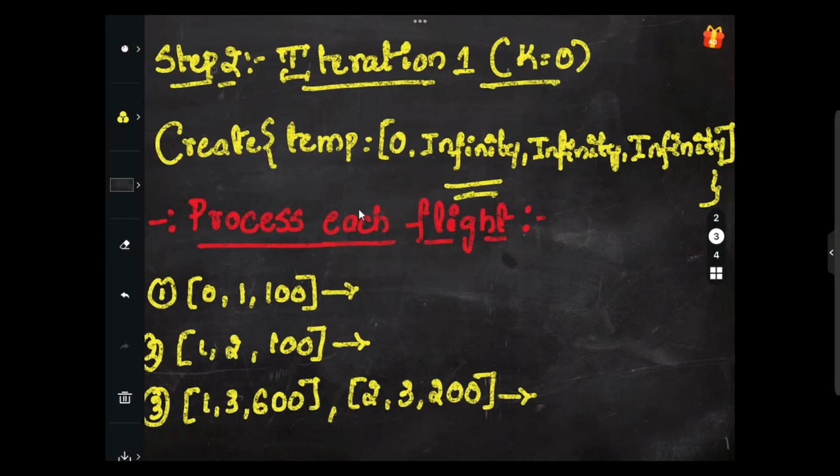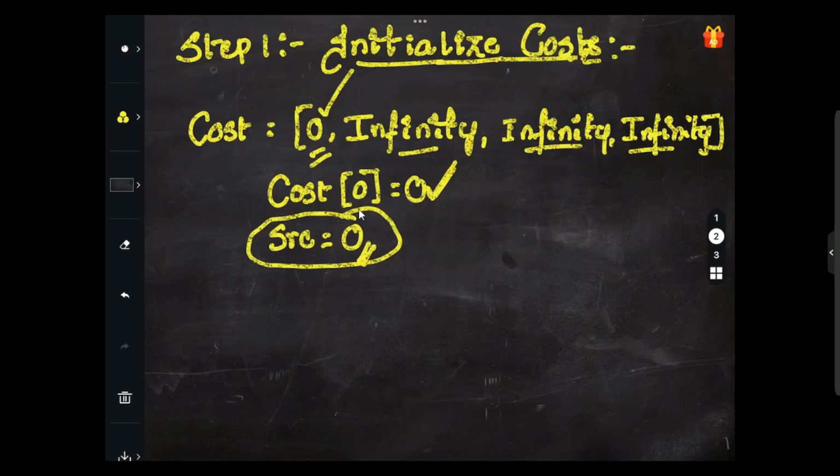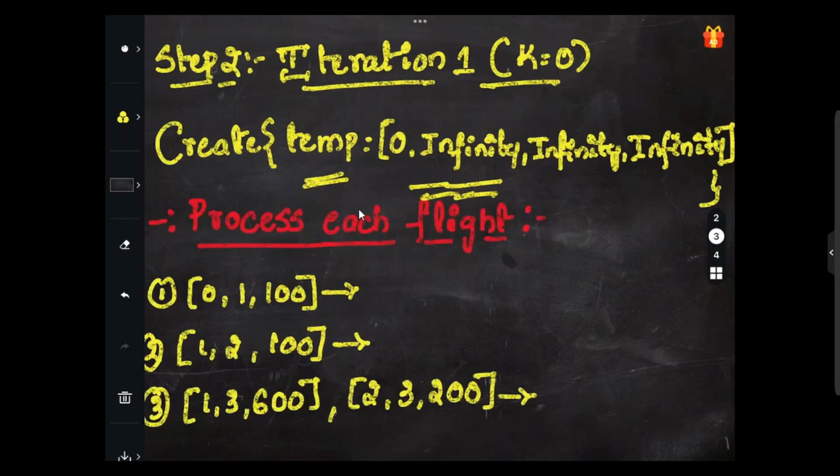Let's move on with the second step, iteration 1. When k equals 0 means 0 stops. k equals 1 means we have to go with one stop. When k equals 0, we don't have any stop here. Initially, we consider a temporary array, temp, which from the initialization of the costs is 0, infinity, infinity and infinity.